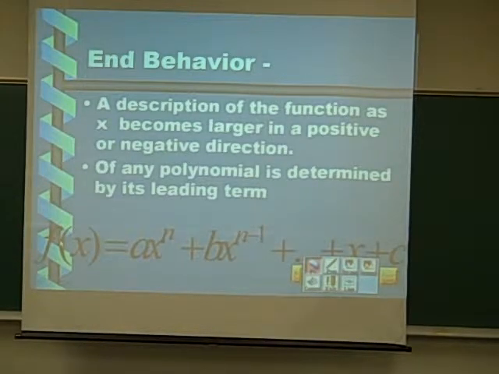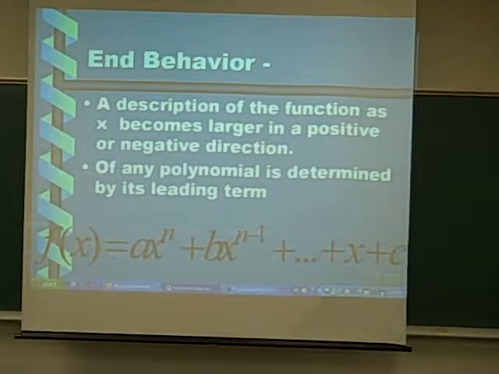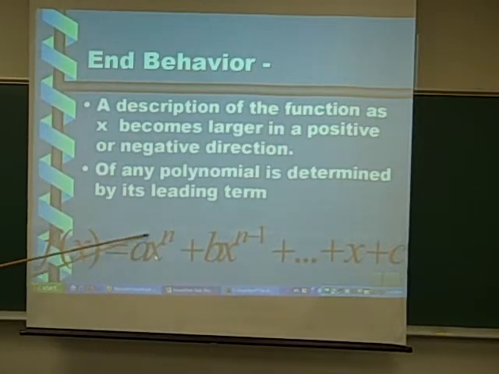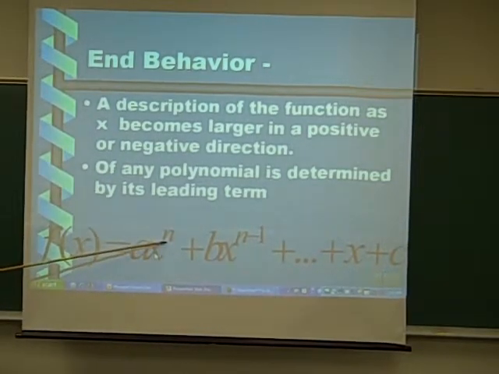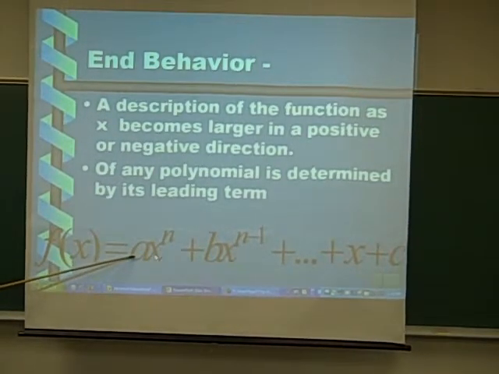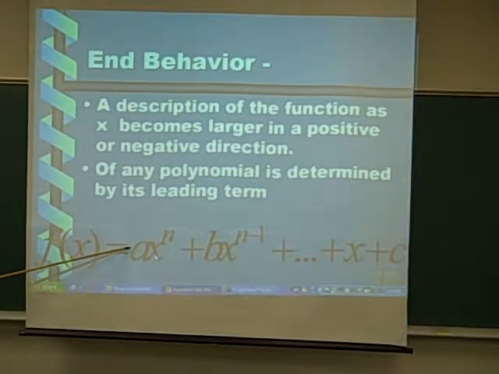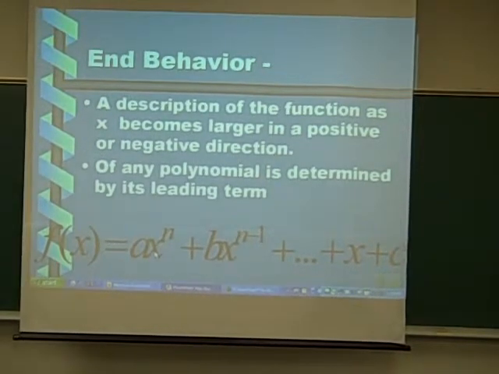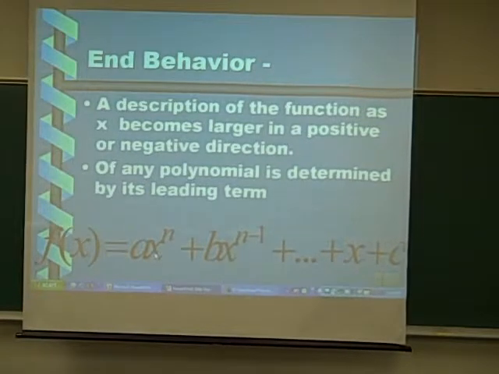The end behavior of this curve describes the function as x becomes larger in a positive or negative direction. For any polynomial, it is determined by its leading term. So the leading term that we're talking about is right here, the one with the largest exponent in it, and whether it's positive or negative.